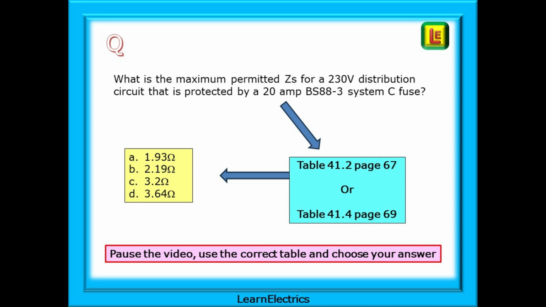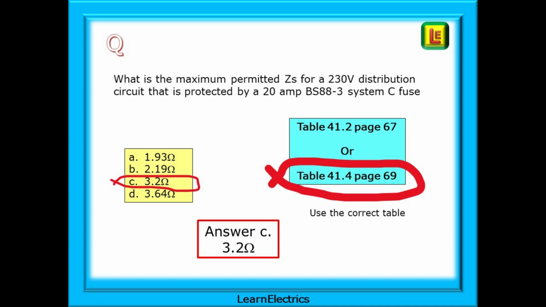Let's have a question then. What is the maximum permitted ZS for a 230 volt distribution circuit that is protected by a 20 amp BS88-3 System C fuse? Pause the video whilst you find the correct table and select your answer. The question is about a distribution circuit. This should point you towards table 41.4 and answer C, 3.2 ohms.